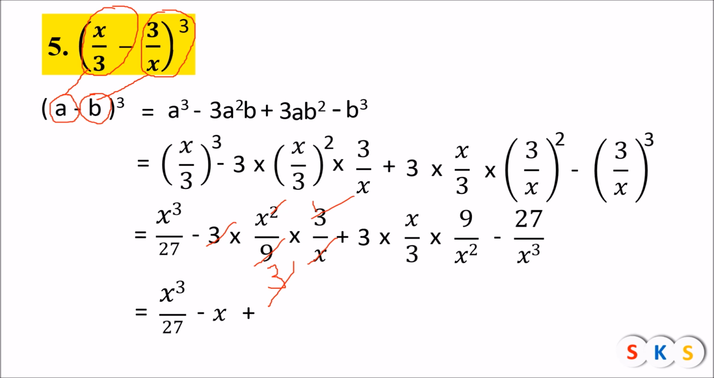Similarly here we will do the cancellation. Here 3 ones are and here 3, 3 is a, okay, and one of the x will get cancelled. So what is left? 3 into 3 upon x, that means 9 upon x, minus 27 upon x cube.